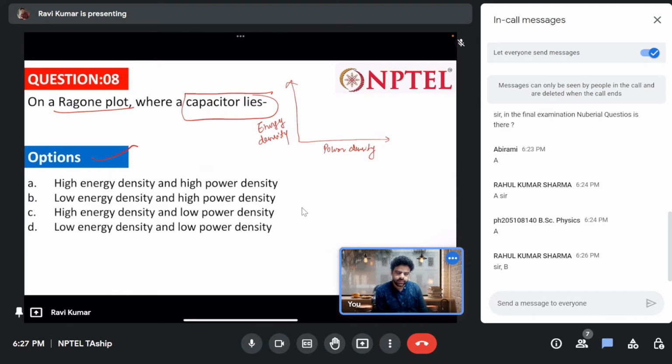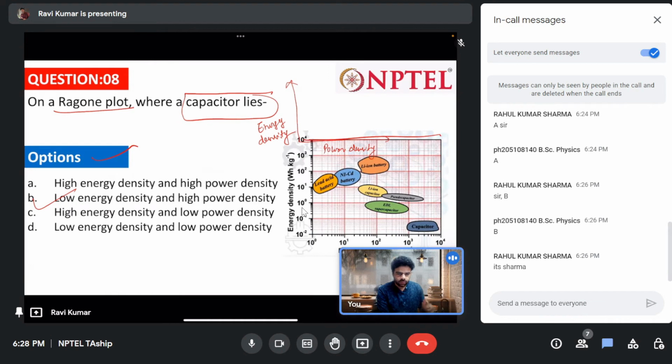Rahul Kumar saying B, means low energy density and high power density. Yes. Okay, Sharma. Rahul Kumar Sharma. It's okay. Fine. Option B is the correct answer. Yes, this is the chart which I am talking about. Ragone plot. Here you can see this is the position of capacitor. It is having high power density but low energy density. So correct answer here is option B.